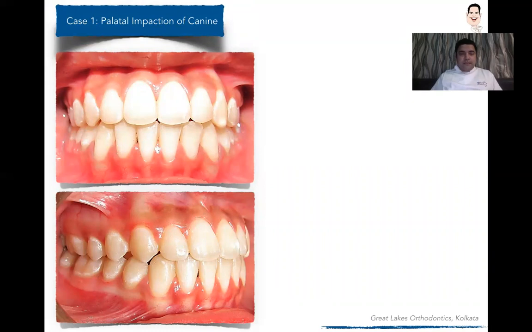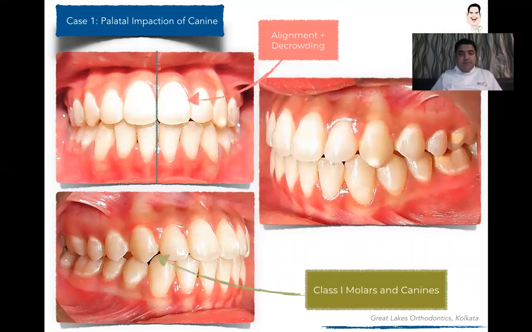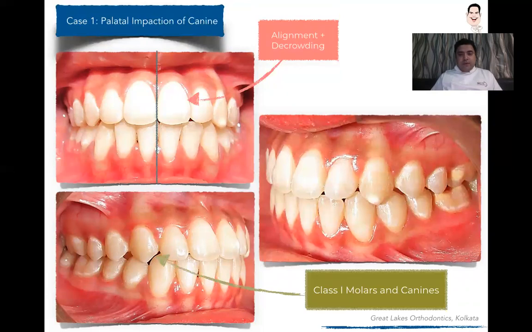Now the palatally impacted canine, this case finished off pretty decently. Well, you can see the midlines are perfectly on, the alignment is almost close to perfect. There is alignment and decrowding, which was one of the objectives, that has been taken care of. Then you have a class 1 molar and canine, which you can see, it's a well-seated class 1 molar. A minor settling is required in the premolar, which would settle over time. And this is exactly what we are looking at.